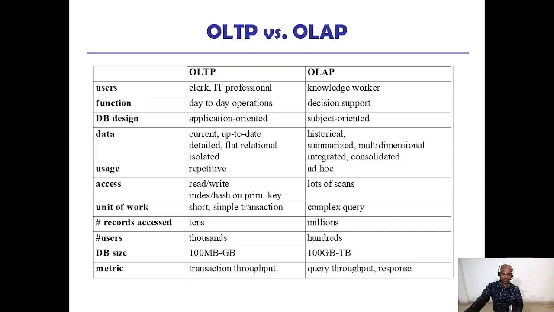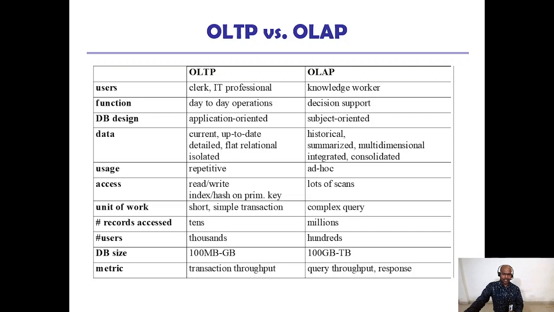So the differences are the typical users for OLTP, online transaction processing, is, for example, maybe clerk, IT professional, etc. Whereas for OLAP, knowledge workers, maybe managers or any high level management, etc. The function of OLTP is to store day to day transactions, whereas the OLAP is used for decision support systems. The database design for OLTP is application oriented, whereas OLAP is subject oriented rather than application oriented.